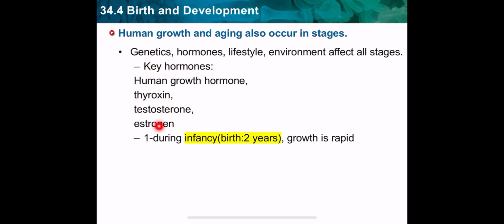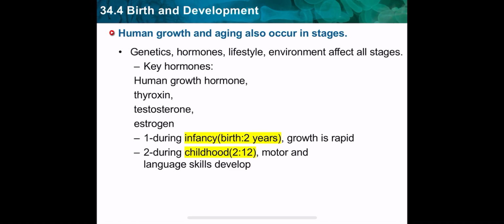What are the key hormones? Human growth hormone, thyroxine, testosterone, estrogen. Let's talk about the stages. The first stage is infancy. Infancy starts from birth till 2 years old, and the growth is so rapid during this stage. So you will find rapid change in the baby's weight in the first month, second month, great change in the weight and height.